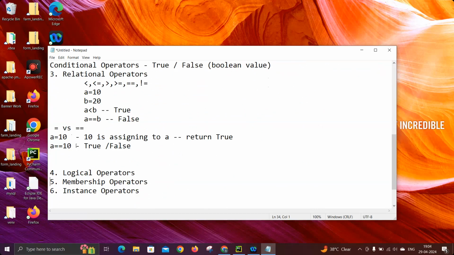Please confirm or ask me if you have any doubts, or else I will go to the logical operators. This is also a well-known topic, but I still want to repeat it. Any doubts? No, no, sir. Okay, great.